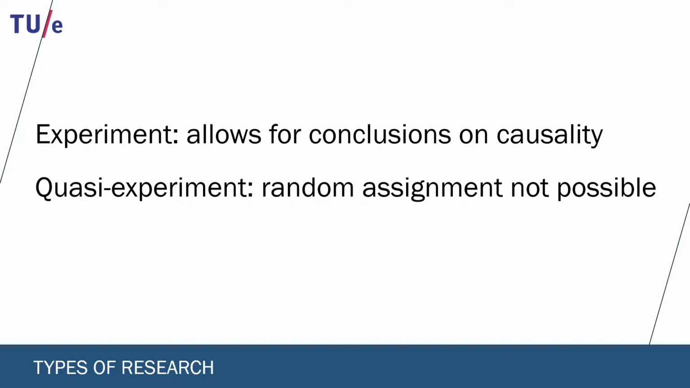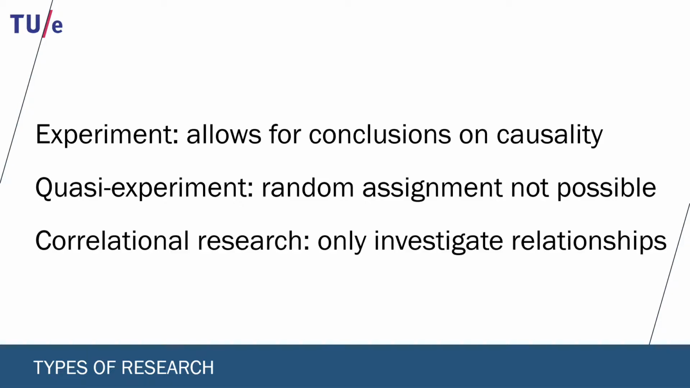A quasi-experiment is essentially the same as a normal experiment, with the difference that we cannot randomly assign participants to groups. For example, if we want to analyze the effect of having a male or a female teacher on the performance of students, we cannot randomly assign these students to teachers because these students are already in classes. So we can only assign classes to teachers.